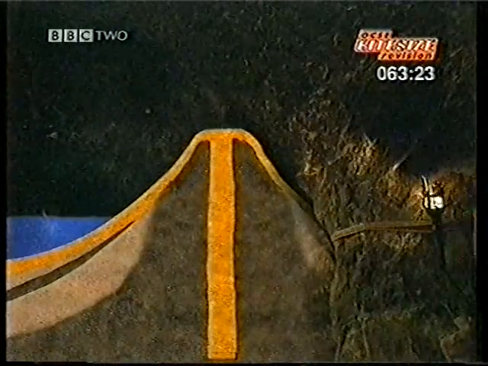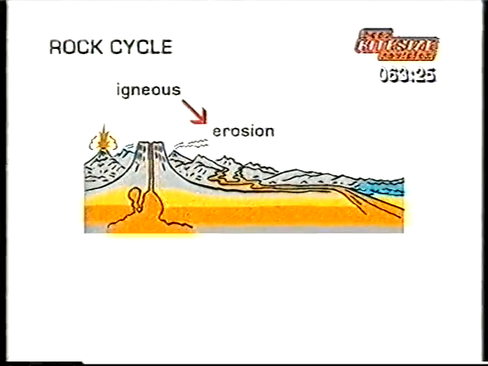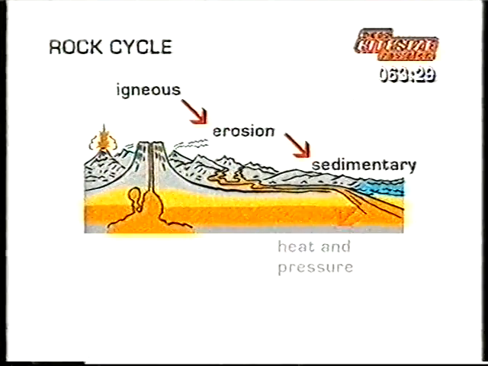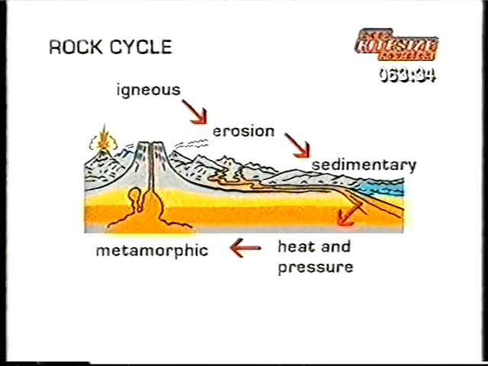So, over millions of years, igneous rocks are eroded and weathered, transported and deposited to become sedimentary rocks, which under heat and pressure can become metamorphic rocks. Metamorphic rocks can either erupt back to the surface as igneous rocks, or be exposed or lifted to the surface by movements of the Earth's crust to complete the cycle.